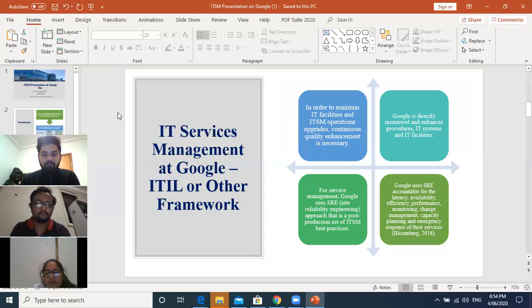In this slide, it is discussed how IT service management at Google, or other frameworks, maintain IT facilities and ITSM. For these operations, upgrades, continuous, and quality enhancement is necessary. And Google directly monitors and enhances procedures, IT systems, and IT facilities. For service management, SRE is used, that means site reliability engineering approach, which is a post-production set of ITSM best practices. And Google uses this site reliability engineering, which is accountable for availability, efficiency, and performance in case of any emergency or capacity planning.